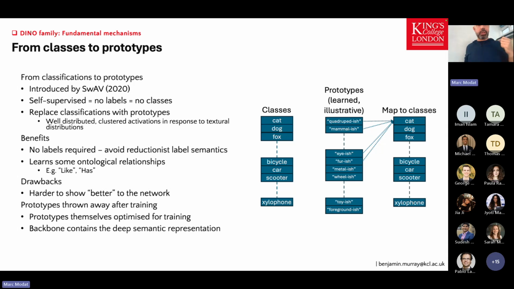There's some drawbacks, however. The principal one is, if you've got no labels, how do you show better to the network? How do you know the network is doing well when all it's doing is going, I'm going to create a distribution in response to this input?